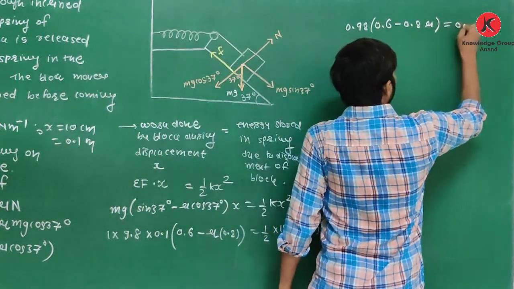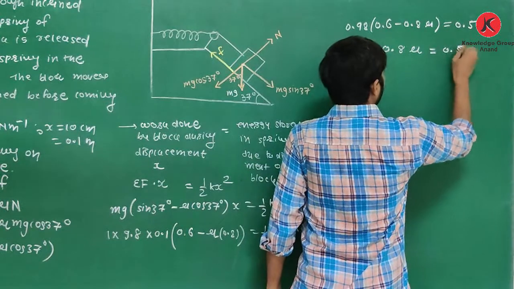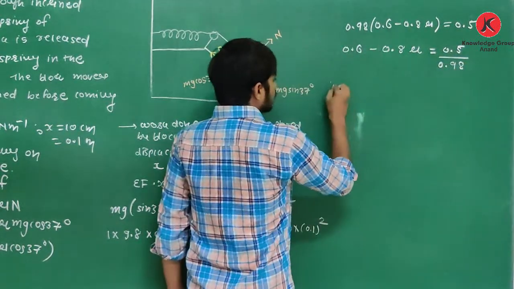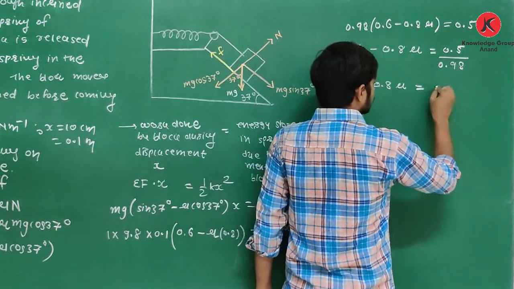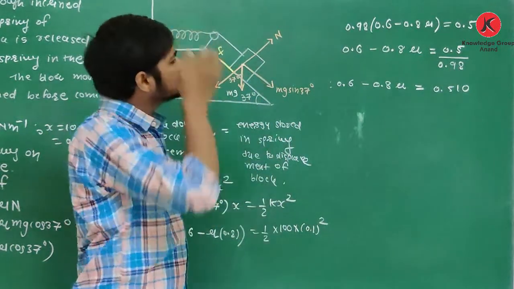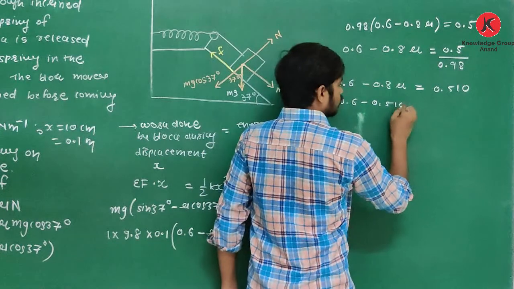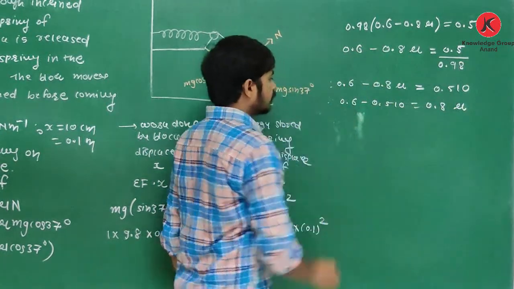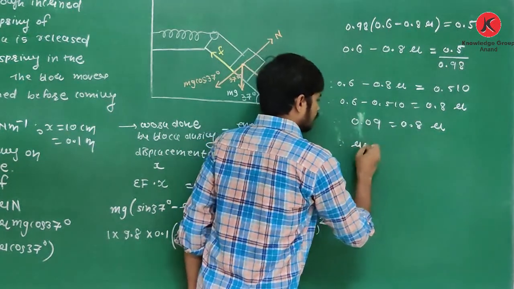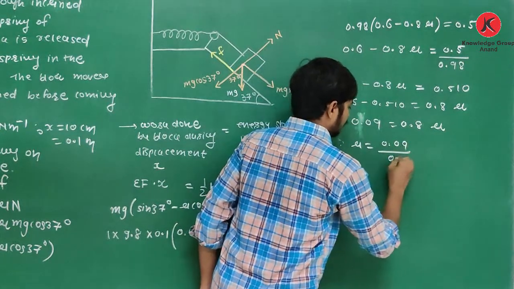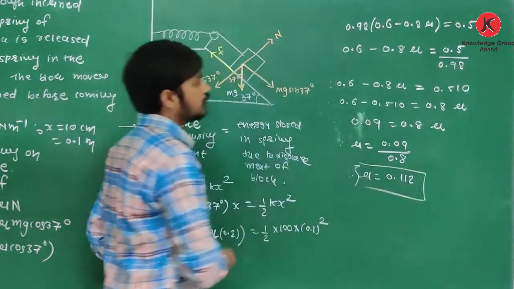So 0.6 minus 0.8 mu is equal to 0.5 divided by 0.98, which is 0.510. Taking this term to the other side, 0.6 minus 0.510, which is nearly 0.09, is equal to 0.8 mu. Therefore mu is equal to 0.09 divided by 0.8, so mu is 0.112. It is your answer.